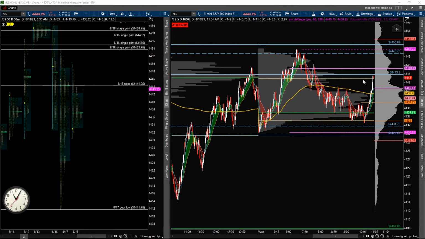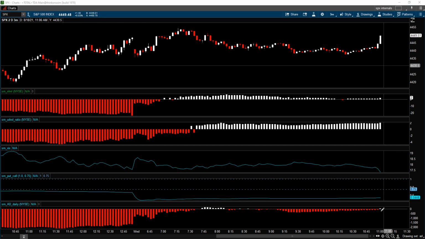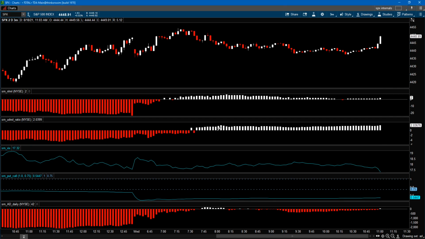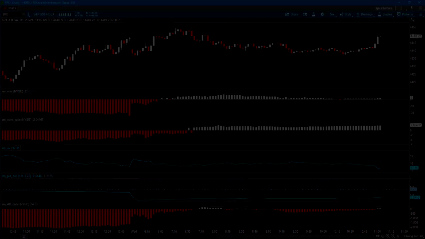Now, it appears that it's trying to move up here. Looking at the S&P 500, it is moving up. Notice the advance-decline turned positive, positive 39. The up-down volume ratio has been running positive most of the session except the initial open. All right, I'm just going to pause here and then take a look at it later on.